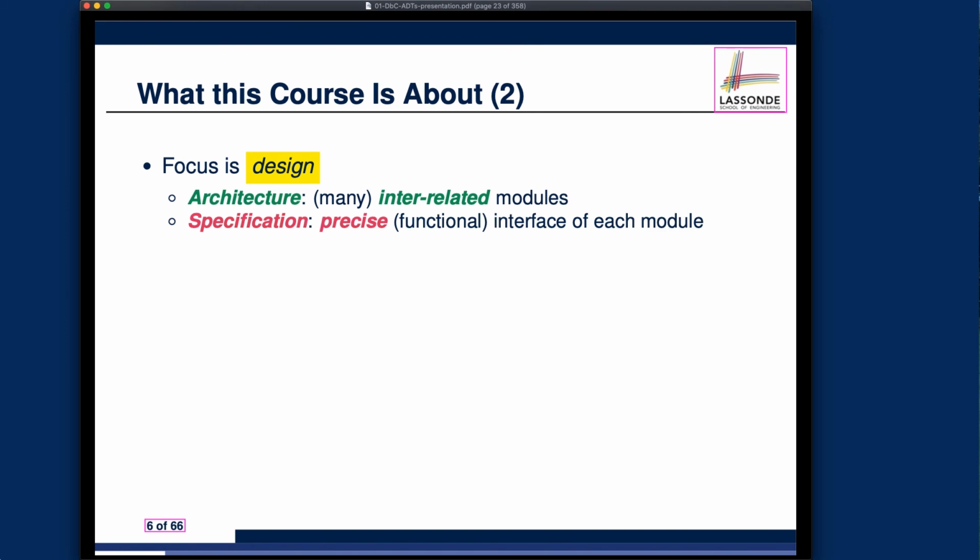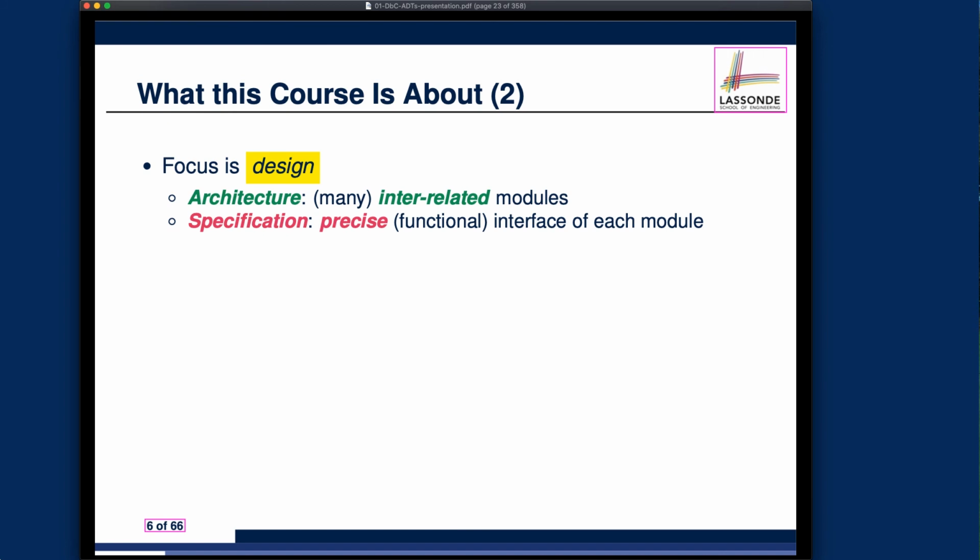So we want to have precise, functional specifications. Whenever you want to write a precise specification, you're basically writing predicates. Predicate is what you learn in 1090. Or in a more programming sense, you can think about a predicate as a Boolean expression. It's going to be either true or false. So, a precise interface of each module.